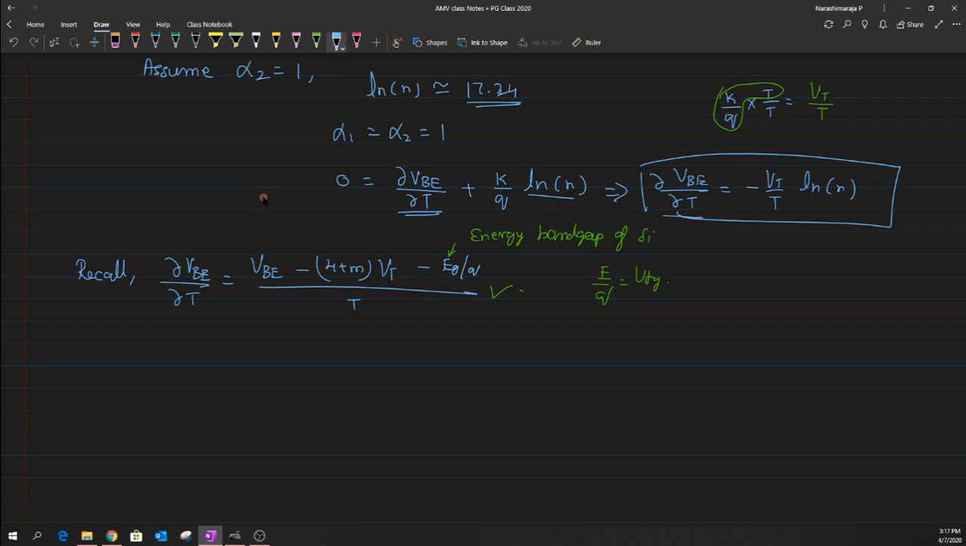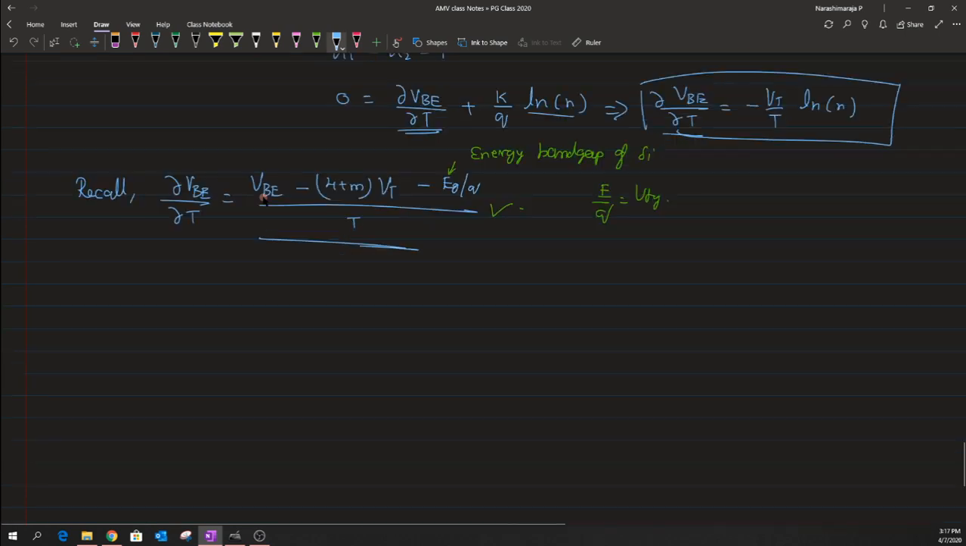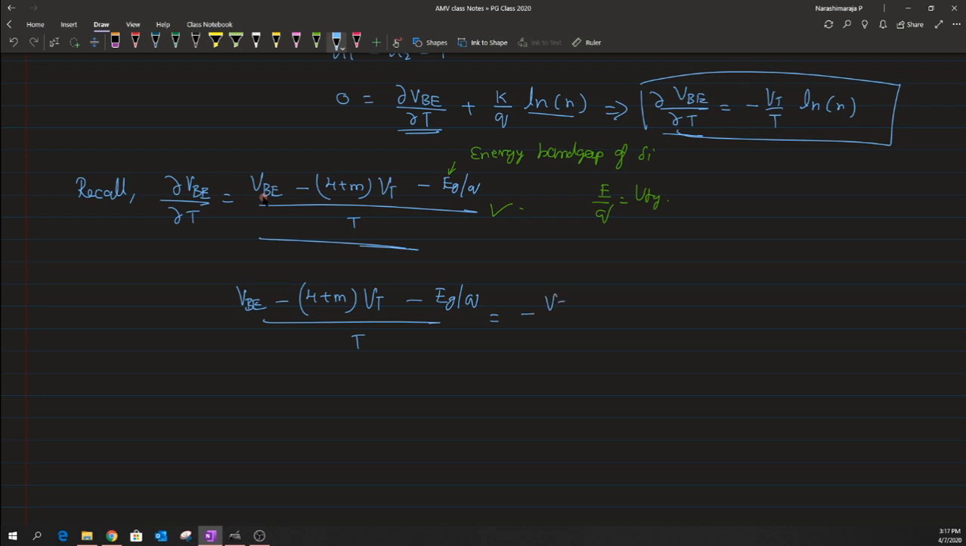with this expression that I wrote here. On the left hand side, I have this VB minus (4 plus m), and I also stated that the factor m is nothing but the temperature dependent parameter, approximately closer to a value of minus 3/2. And Vt is the thermal voltage divided by q. The whole of these things has to be divided by temperature, and on the right side we have the thermal voltage divided by the temperature times ln of the n factor.